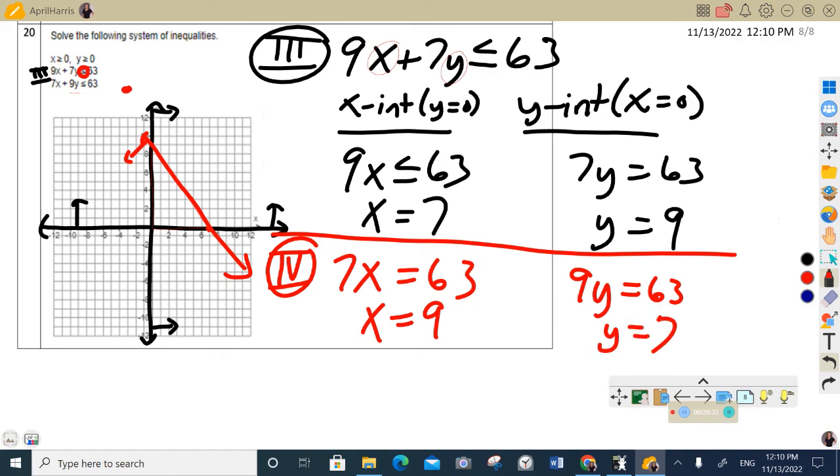So this last graph, the x-intercept was 9. The y-intercept was 7. And connect the dots. And on this one, it is also a less than. So less would be below that blue line, which means the shaded area is right here, that little quadrilateral space.